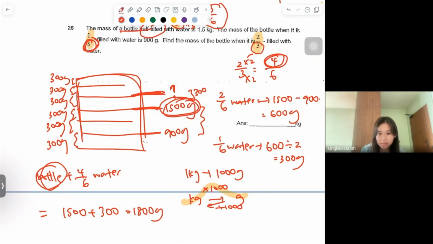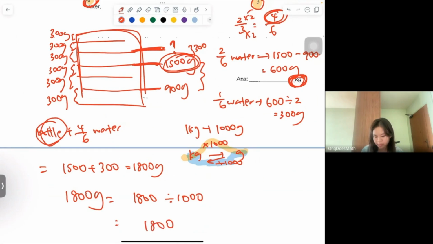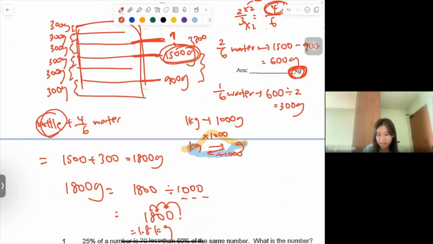Okay, but the question wants it in kg. So look at the units. What's 1800 grams in kg? This time we'll use the reverse direction. From gram to kg, we have to divide it by 1000. So 1800 divided by 1000. To divide by 1000, we'll move the decimal point to the left-hand side 3 times because there are 3 zeros. And that will give us 1.8 kg. And the answer is 1.8 kg.